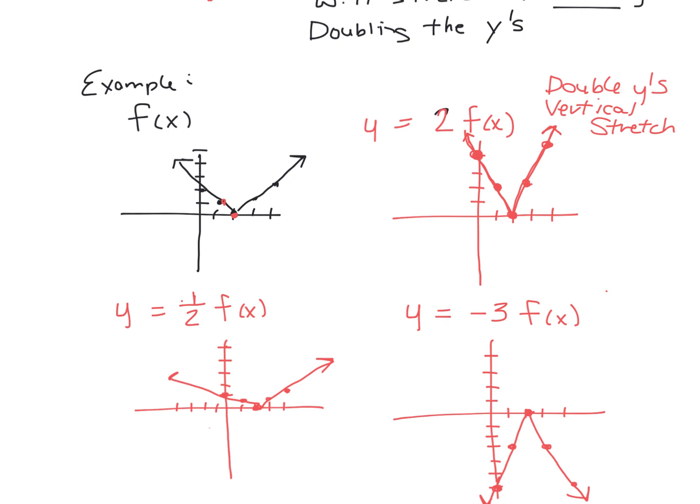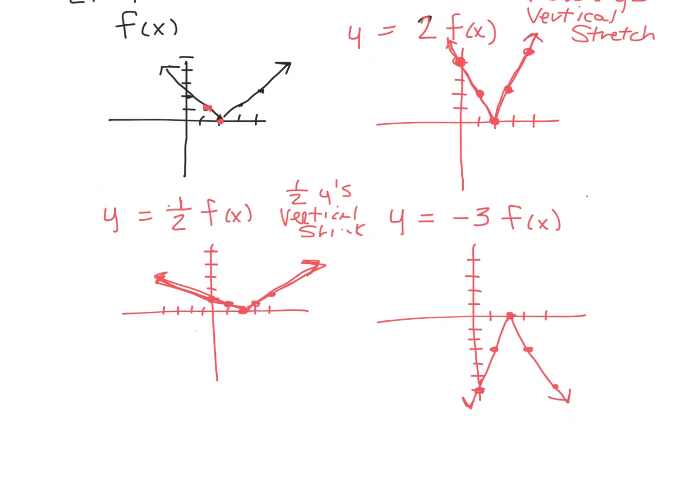This next example is 1/2 f of x. So we're going to take half of the y's, and this is going to be a vertical shrink, which would be the same as a horizontal stretch. Just like this, the point 2, 0 stays 2, 0. The original point 1, 1 would become 1, 1/2, which is right there. The point 0, 2 would become 0, 1, and symmetrical on the other side. And you can see we get a fatter, wider looking graph that's been vertically shrunk, pulled down, or horizontally stretched, however you want to think about that.